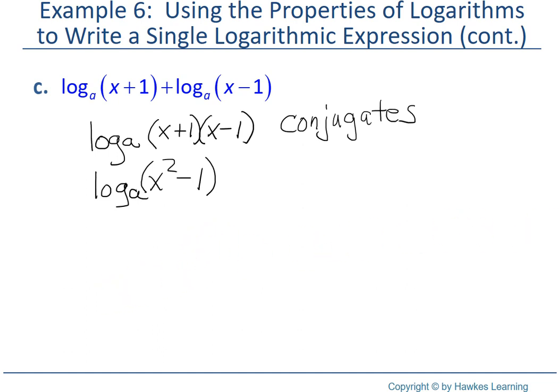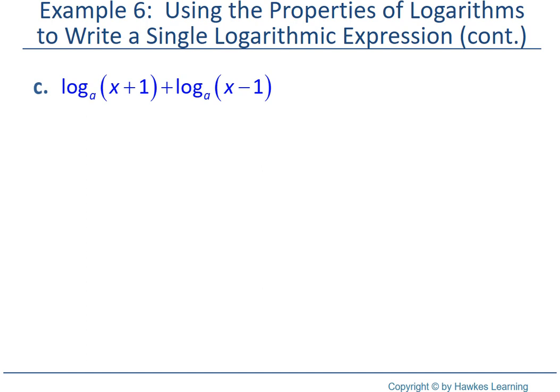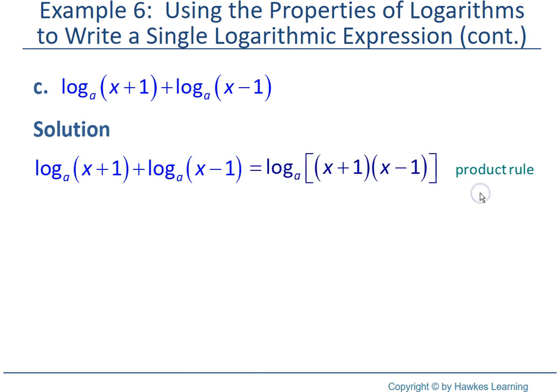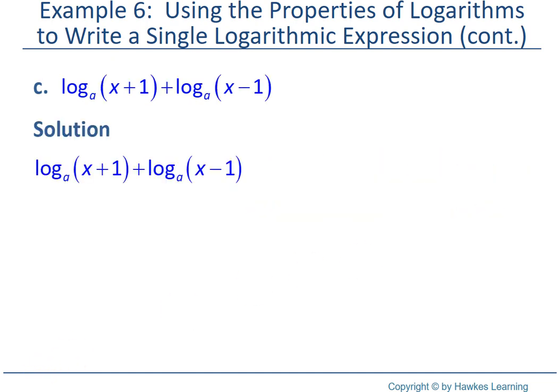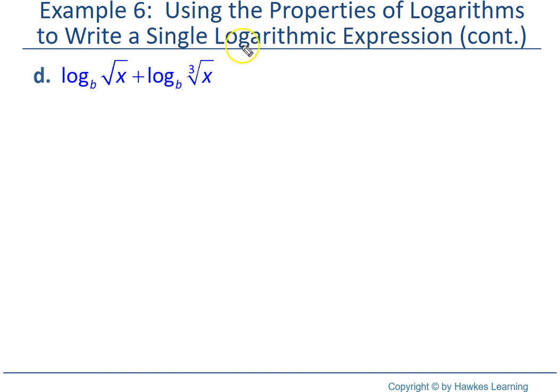All right. Let's check this out. So they're putting them together and then showing that these conjugates can be multiplied and you get the difference of perfect squares. All right, that's good. Okay, let's work on letter D here. We might note the instructions that they're giving: write as a single logarithmic expression.